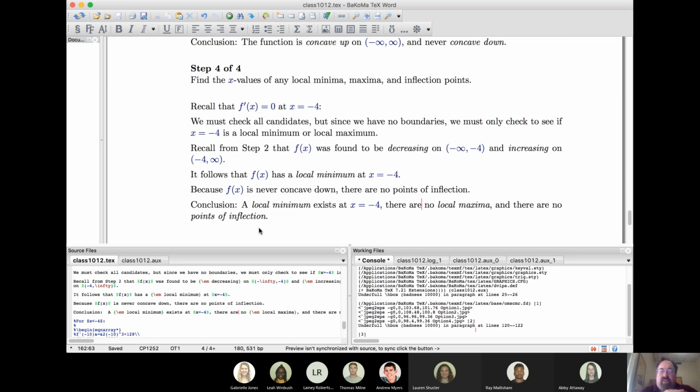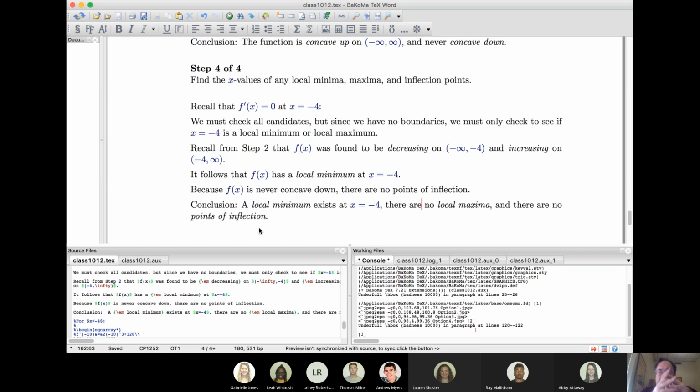So you get the first and second derivative, use the first derivative to tell increasing versus decreasing, second derivative to tell concave up versus concave down. Sign changes in the first derivative reveal local maxima or minima. Sign changes in the second derivative, if any, reveal inflection points. So that's what this problem is all about.